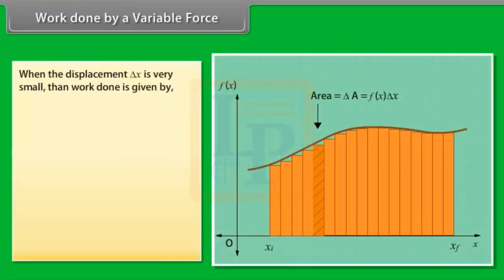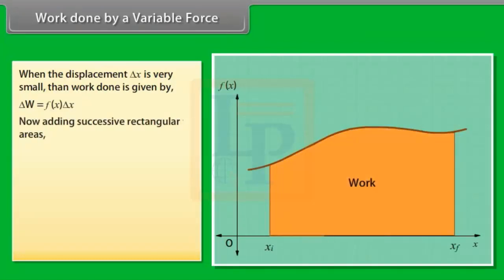Work done by a variable force. When the displacement delta x is very small, then work done is given by delta W is equal to F(x) delta x. Now, adding successive rectangular areas, total work done is given by W is approximately equal to the summation from initial position xi to final position xf of the product of F(x) and delta x.